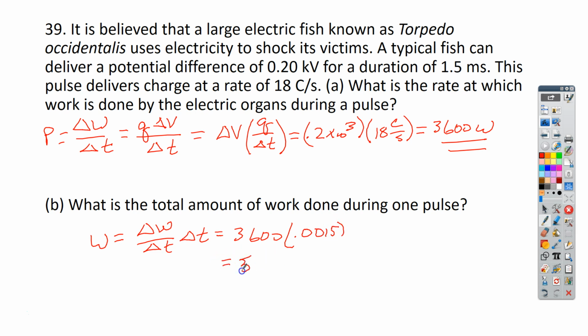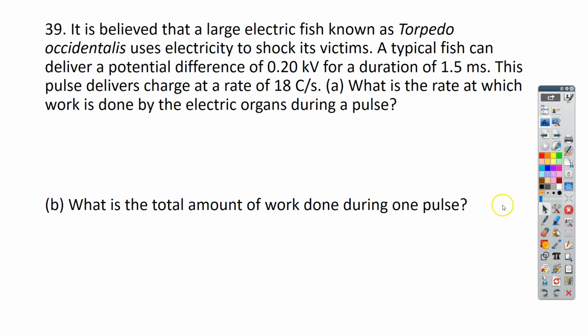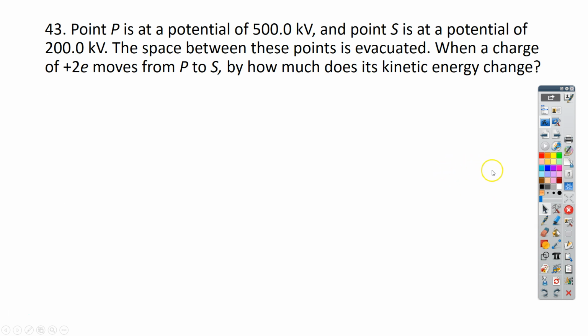And so here we end up with about 5.4 joules of work that's done during a pulse. Next question is number 43. We have a point P at a potential of 500,000 volts. Point S is at a potential of 200,000 volts. The space between the two is evacuated, so there's no air. When a charge of plus 2e moves from P to S, by how much does its kinetic energy change?